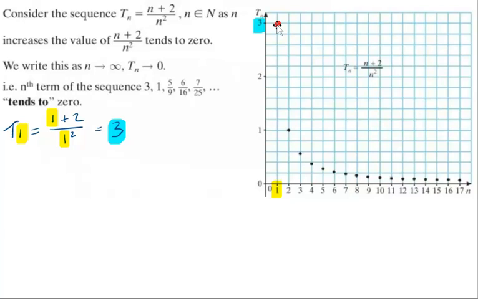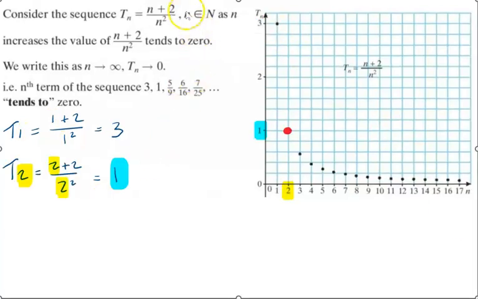So (1, 3). And then again, taking our nth term, (n plus 2) over n squared, and replacing both of those n's now with 2, we get 2 plus 2, which is 4, over 2 squared, which is 4. So 4 over 4 gives us 1. We've subbed in 2 in place of the n, and we have an output of 1. So that's where that red point comes from. So (2, 1).